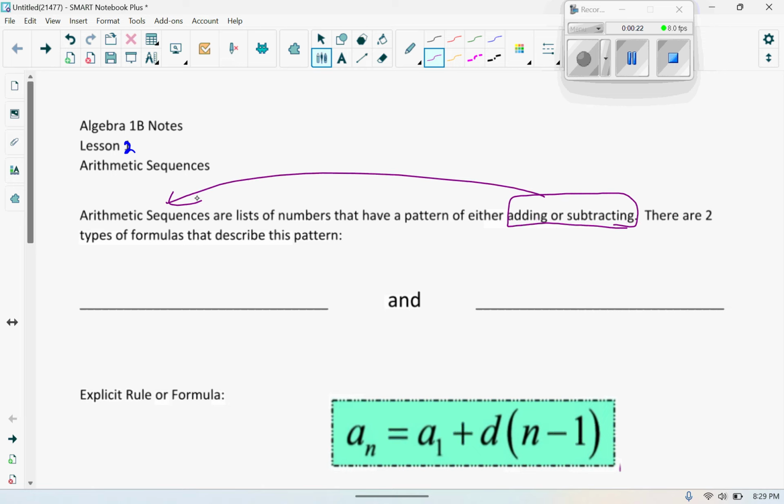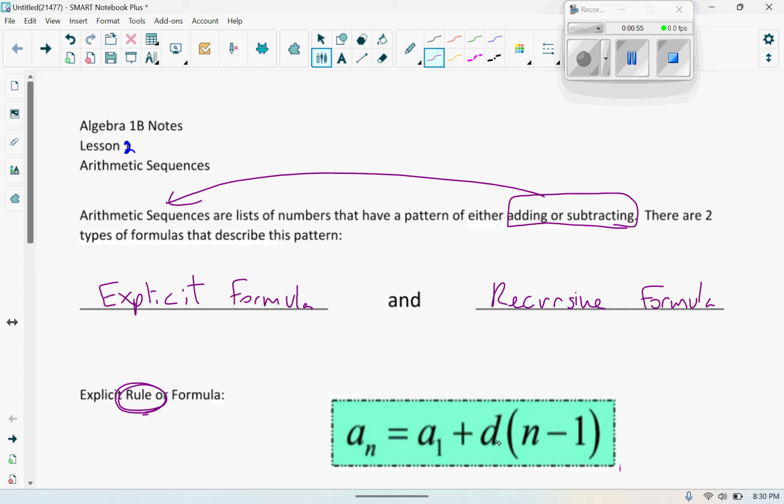There are two types of formulas that we're going to talk about. There's the explicit formula, which we're going to talk about today, and then the other one is going to be the recursive formula. They're just equations; people call them rules, or you might see that. That's why I put this down, a rule or a formula. It means the same thing.